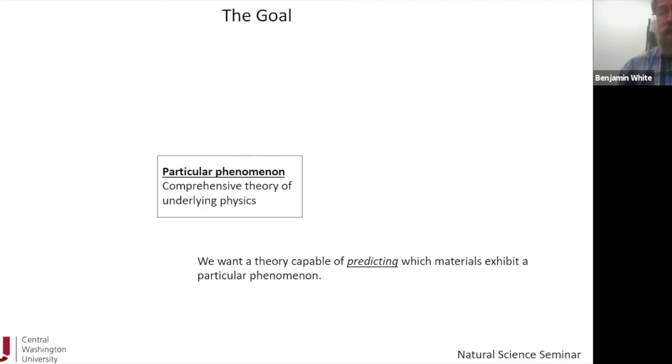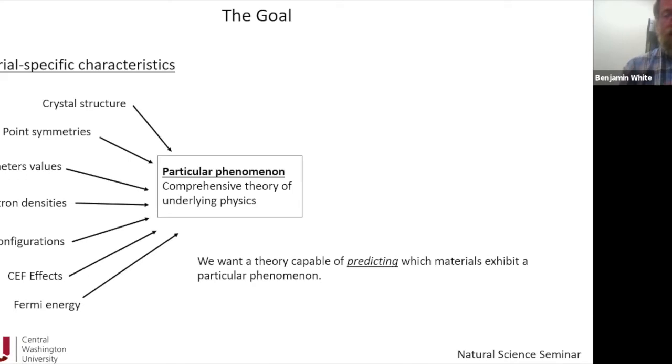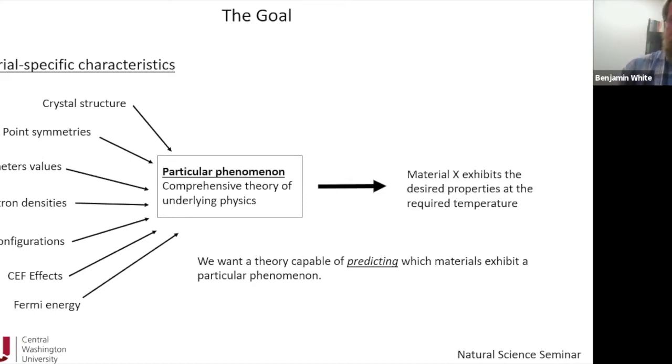that particular phenomenon. Ideally, we'd love to have a theory where we could just plug in for material X: crystal structure, point symmetries, lattice parameter values, electron density and configurations, crystal electric field effects, Fermi energy, and other attributes of the material, and out would pop whether or not material X exhibits that desired property in the required temperature range. That would be the goal for a lot of these properties and phenomena. So how might we achieve that goal?